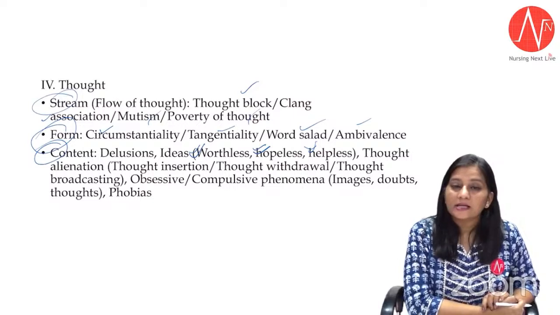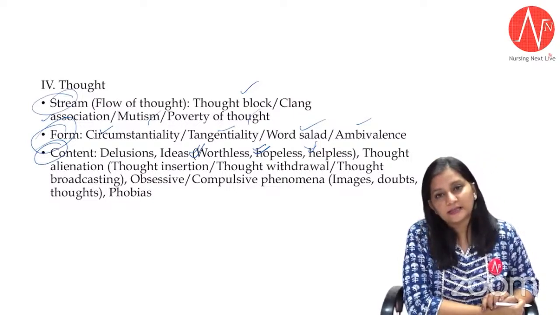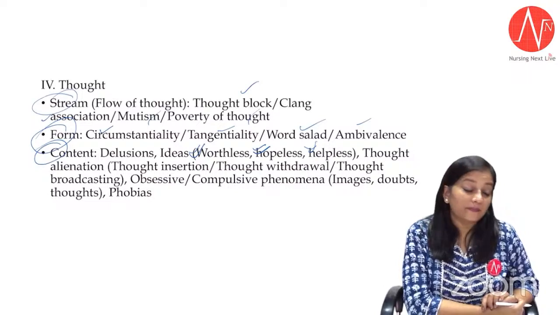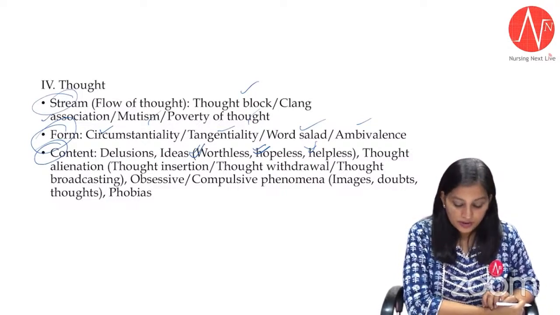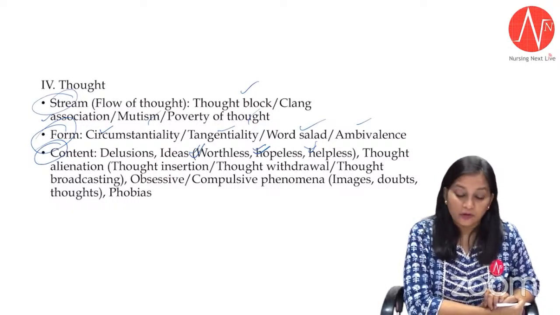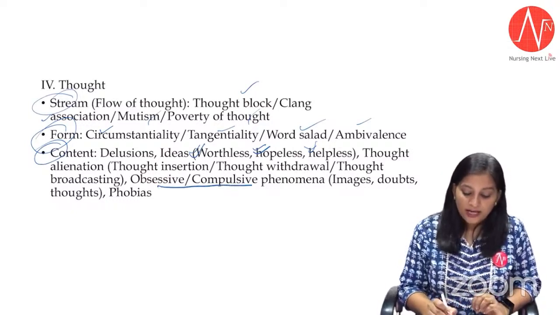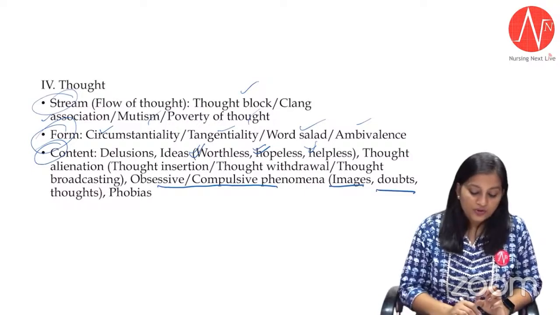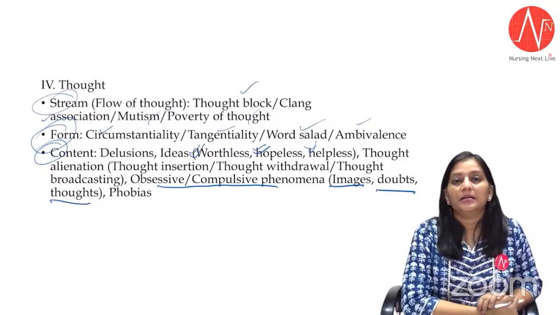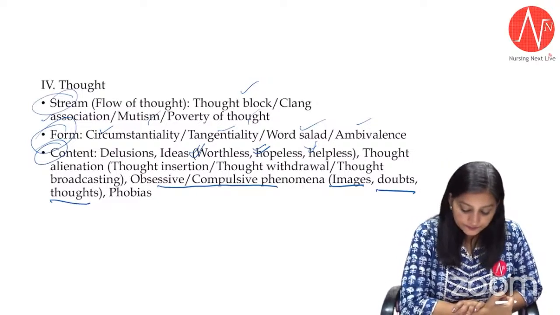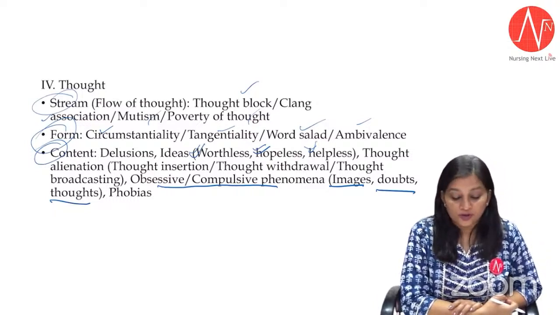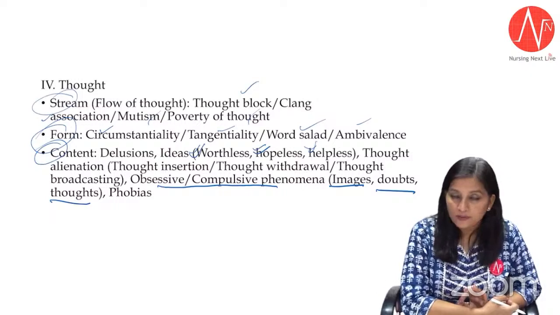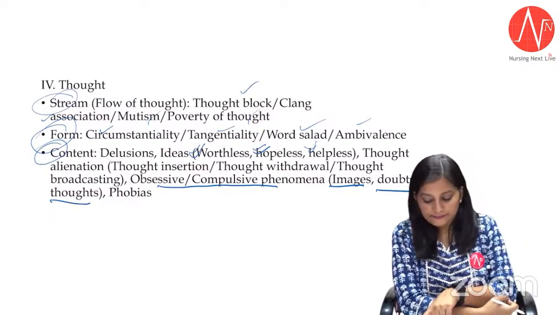Then thought broadcasting. Suppose the patient sees that some news is there on the TV. The patient might say, this was my thought. They have stolen my thought and they have broadcasted my thoughts. So these are thought alienation, alien phenomena, and then comes obsessive compulsive phenomena. In this, there are images, doubts, thoughts which repetitively come in the patient's mind, and the patient wants to act on those thoughts. And then phobias, any kind of phobia the patient may have. So this was about thought. In this, we talk about stream, form, and content.